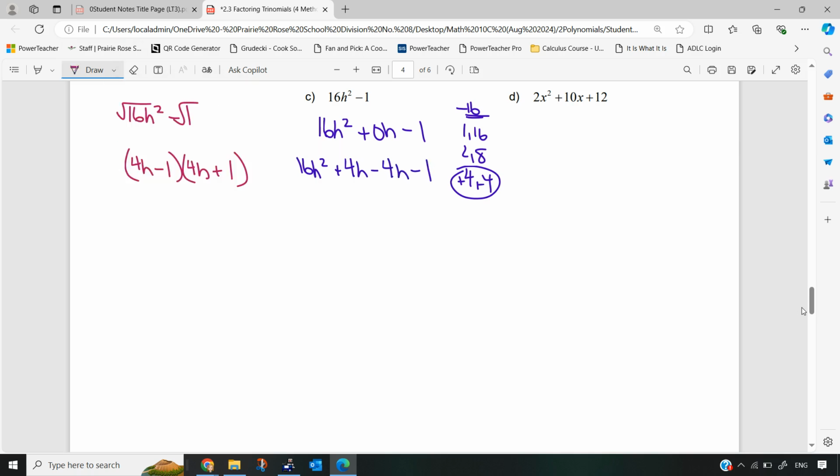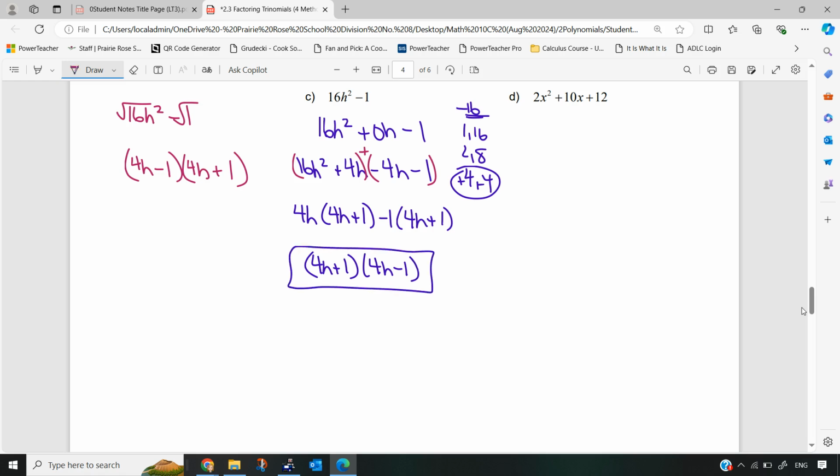I'm going to factor by grouping, so group the first, group the second, and a plus sign in between. The GCF for the first bracket is 4h, and that leaves me with 4h plus 1. And the GCF for the second bracket is negative 1, which leaves me with 4h plus 1. The next step, my GCF is 4h plus 1, and my leftovers are 4h minus 1.